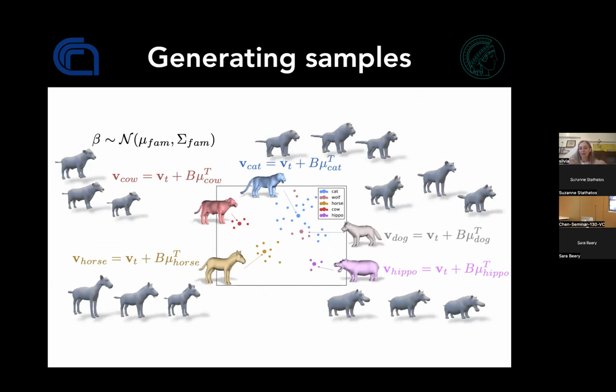So here, I forgot to say before, these colored meshes correspond to the average beta in the family. So here, this red cow is the average small cow. The yellow horse is the average small horse that looks more like a zebra, and so on.